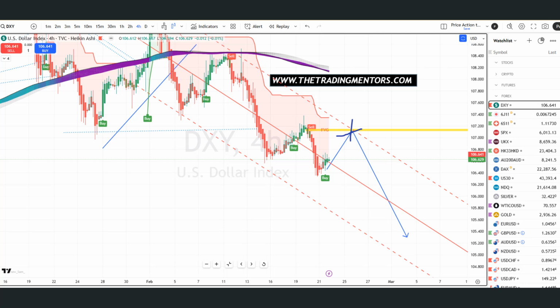So if this price gets rejected at 107.20, let's say 107.15, then we are looking to quickly go into euro dollar, pound dollar, Aussie dollar to the upside. I'll be covering those in the next few minutes. That's the story for this week. Weaker dollar so far.